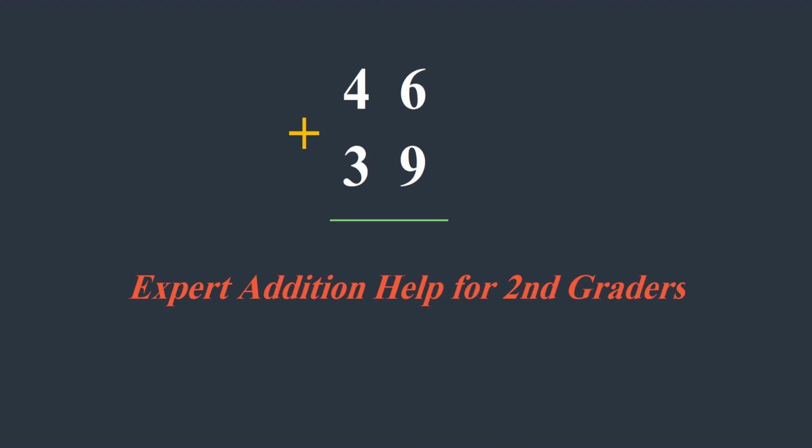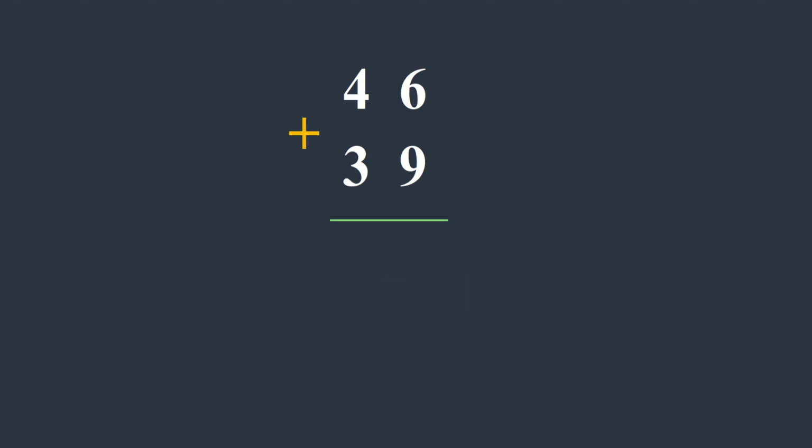Let's solve this addition problem. 46 plus 39. The ones place is on the right and the tens place is on the left. We start solving the addition equation by adding the numbers in the ones place. 6 plus 9 equals 15.